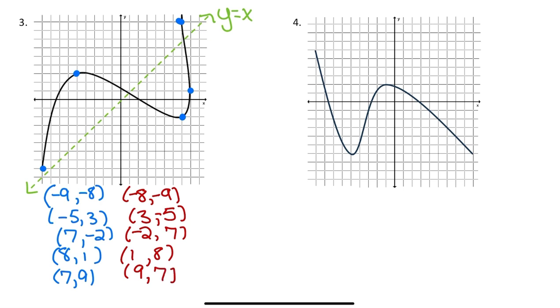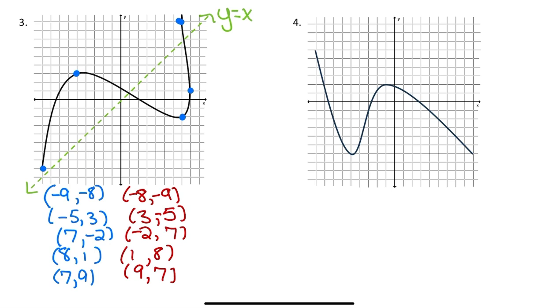Now, I do recommend that you write down your points in order of how the line moves, not just in order of how it goes left to right. And then when you're plotting your points, I recommend you do the same thing. Plot them in order of how they move or how you found them, not just from left to right or smallest to biggest or biggest to smallest.